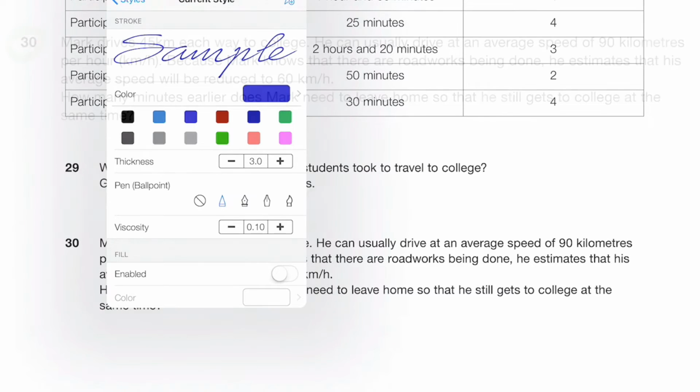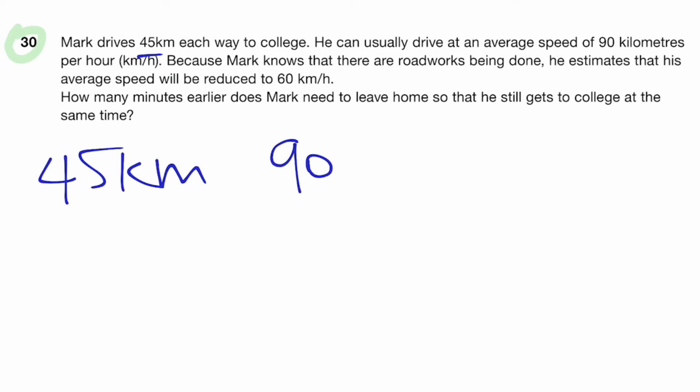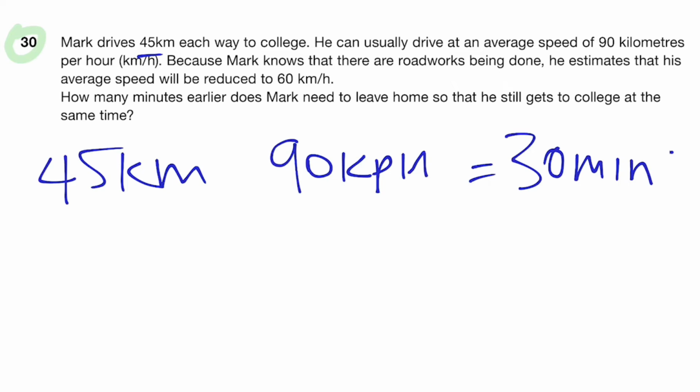Let's have a look here. Let's do some calculations now. If he needs to cover 45 kilometres, but he's able to travel at 90 kilometres per hour, then it makes sense that he's not going to need to travel for a full hour. It's only half the distance, so it's only going to take him half the time. So it'll end up being 30 minutes that it actually takes him to get there at that speed.